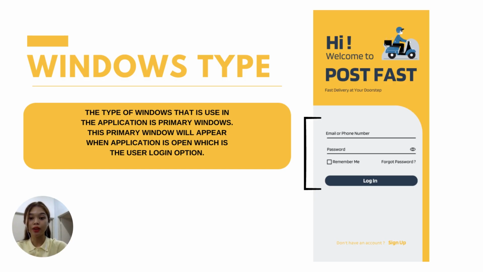Windows is an area on the screen that has boundaries and sections that show computer activity. We need to select window type properly as it should lighten human memory. So, in our system, the type of window that is used in this application is the primary window. This primary window will appear right after the application is opened, which is the user login option.